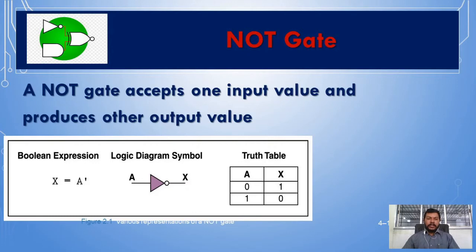The definition of the NOT gate is that the output is the complement of the input. A NOT gate accepts one input value and produces one output value. This gate has only one input and one output.